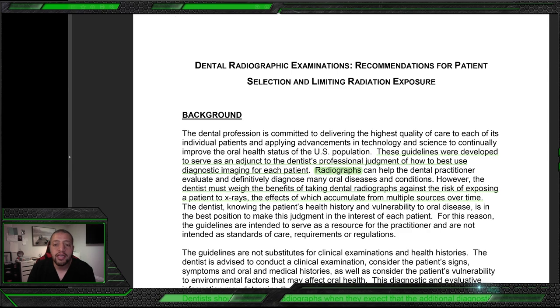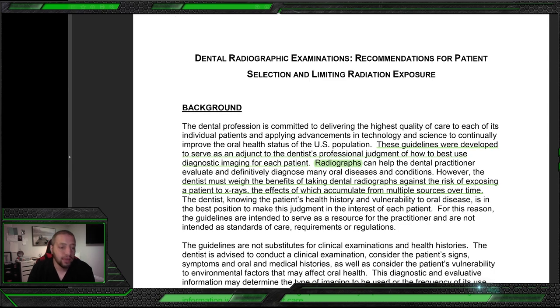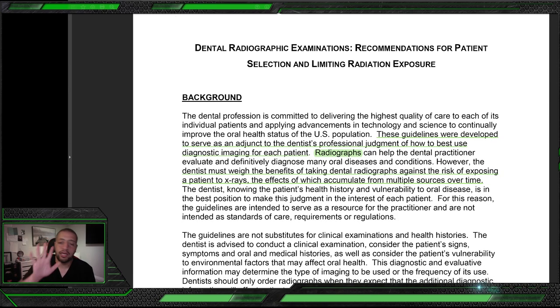Okay, first of all, he is speaking about the guidelines and saying the guidelines are not to be used as holy stuff. You should apply your clinical judgment on those guidelines. Radiographs are important. Dentists must weigh the benefits of taking the dental radiograph against the risk of exposing a patient to X-ray, the effects of which accumulate from multiple sources over time.